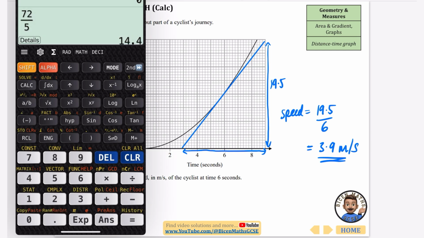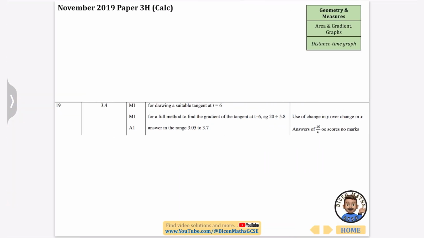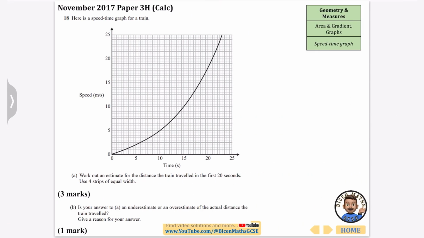So it's actually 19.5 divided by 6. It is 6 along the bottom. So let's just quickly change that. 19.5 over 6, and we get 3.25. Much more reasonable kind of answer. So you can see I'm doing these in real time, so if I make a mistake, that's what's going on. So anything between 3.05 and 3.7, great, we would have that answer.